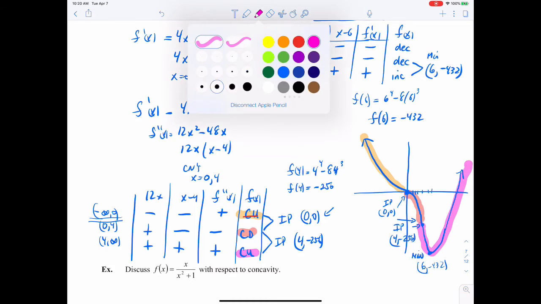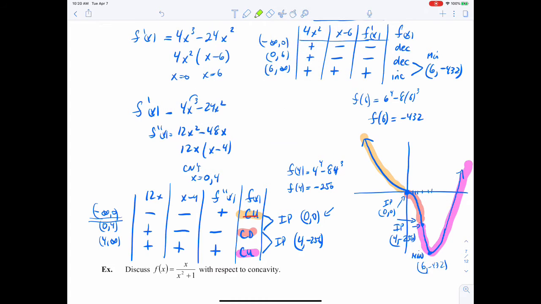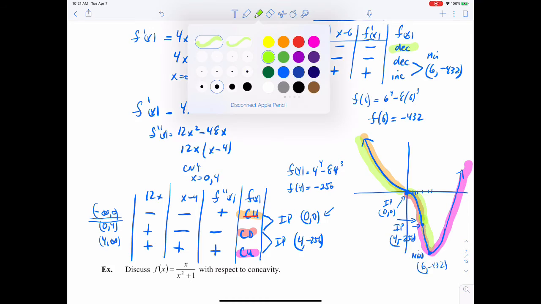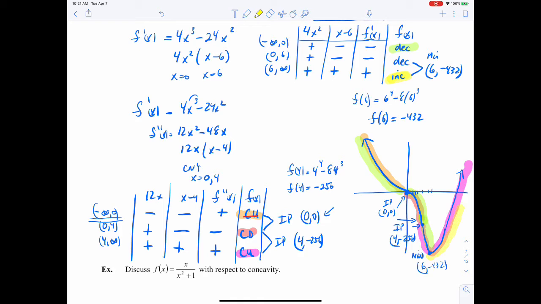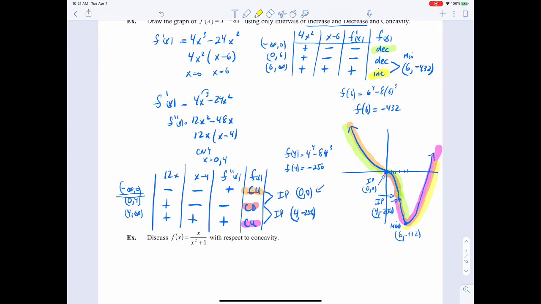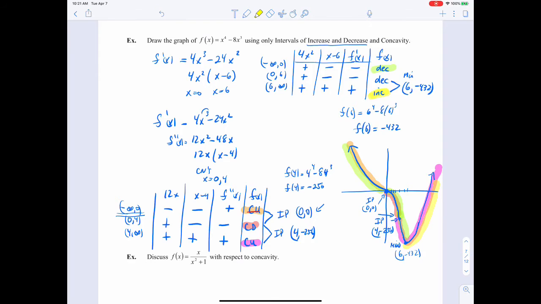And if you're thinking of it decreasing from negative infinity to 0, so this whole arm is decreasing, and then it's still decreasing from 0 to 6, all the way down to here. And then it's increasing for the rest of the way up. Okay, so that is what our graph looks like using all our rules of increase and decrease and concavity.